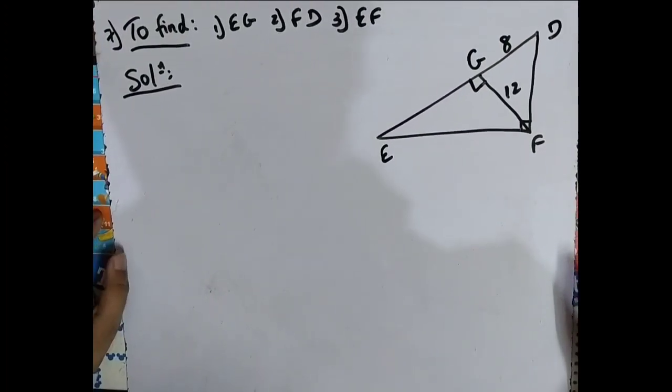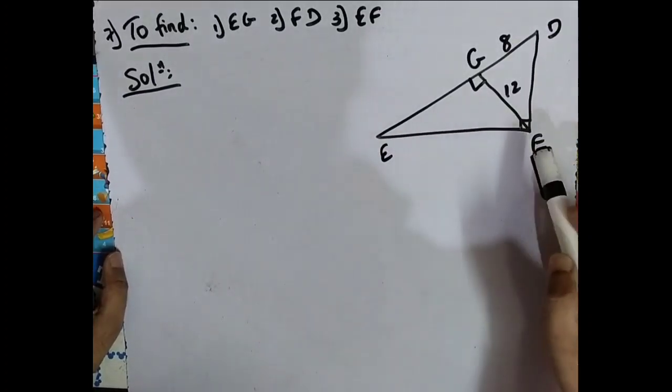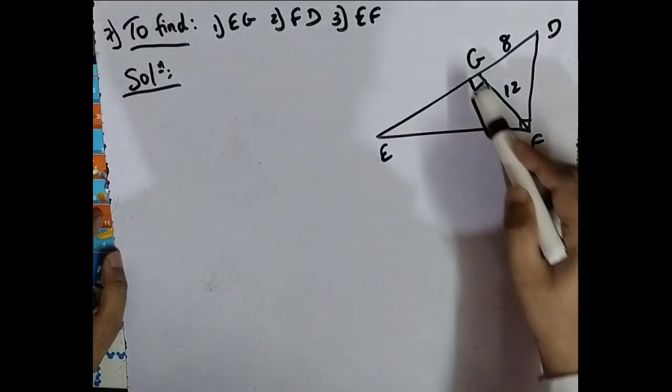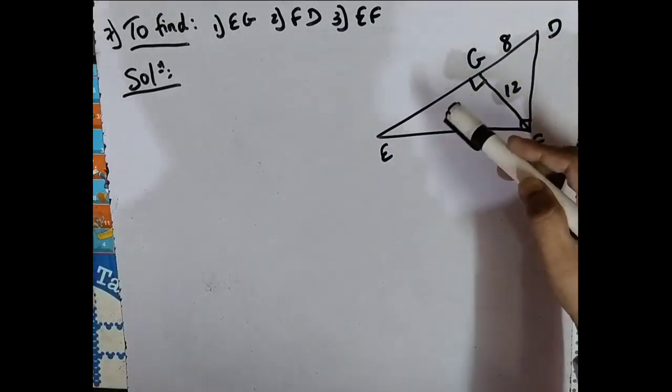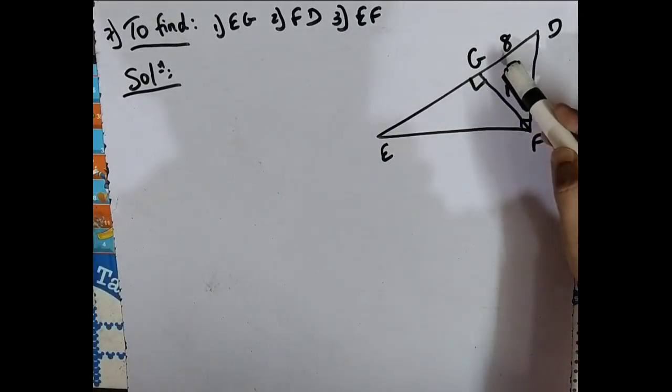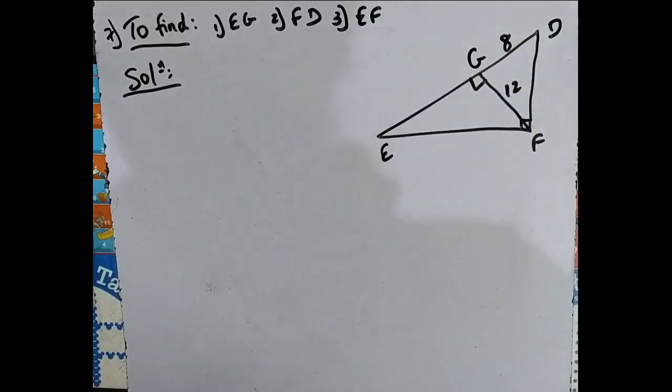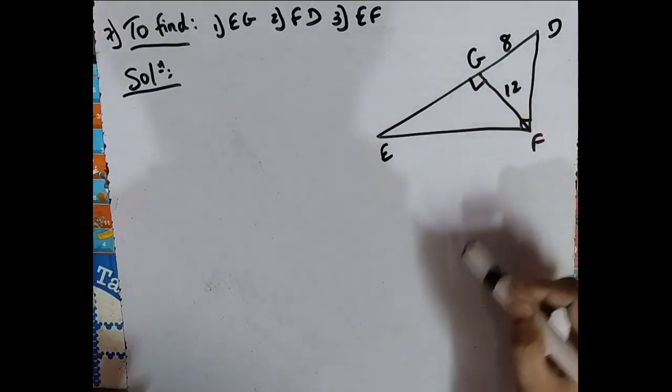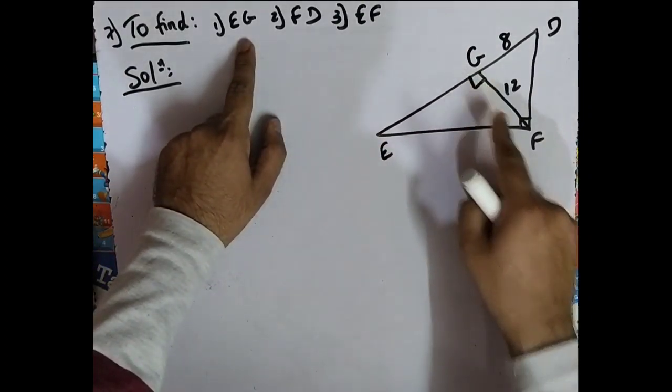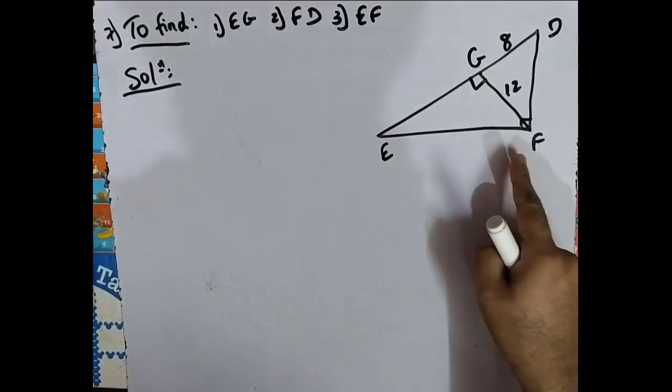In the seventh sum we have angle DFE is equal to 90 degrees. FG is perpendicular to ED. GD is equal to 8. FG is equal to 12. We want to find out EG, FD and EF.